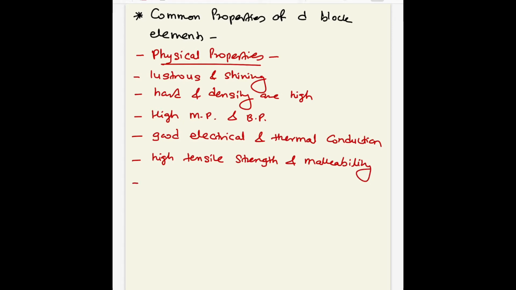And they can form alloys. Most of the d block elements are paramagnetic in nature. And most of the transition elements are used as catalysts in various chemical reactions. So these are some physical properties of transition elements.